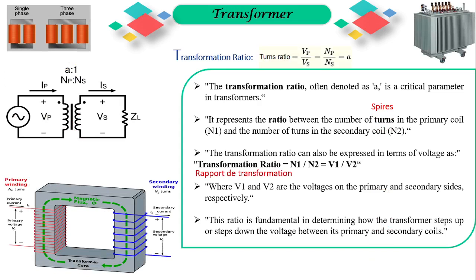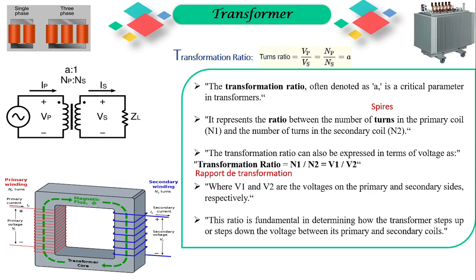Now, let's talk about a critical parameter in transformers, the transformation ratio. Often denoted as A, the transformation ratio is key to understanding how transformers work. It represents the ratio between the number of turns in the primary coil, N1, and the number of turns in the secondary coil, N2. Additionally, the transformation ratio can also be expressed in terms of voltage, where transformation ratio equals N1 divided by N2 equals V1 divided by V2. Here, V1 and V2 are the voltages on the primary and secondary sides, respectively.